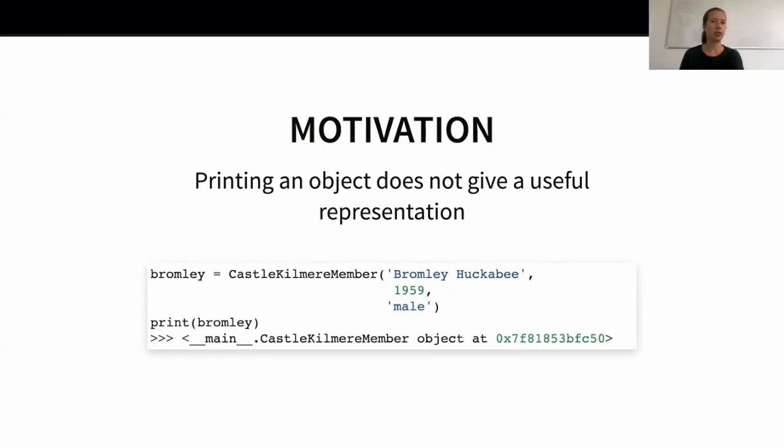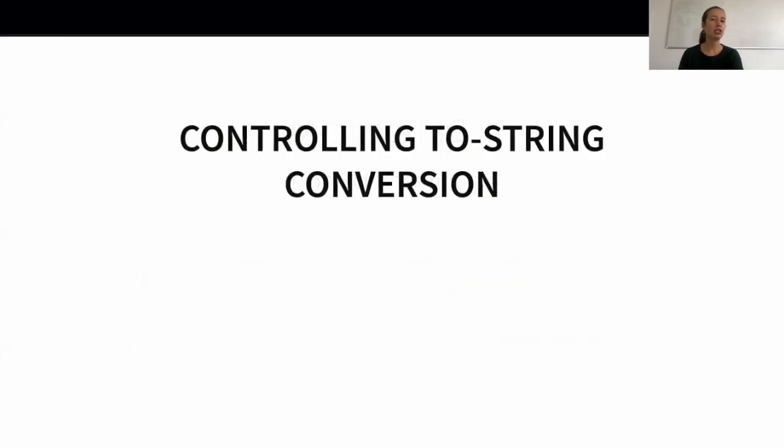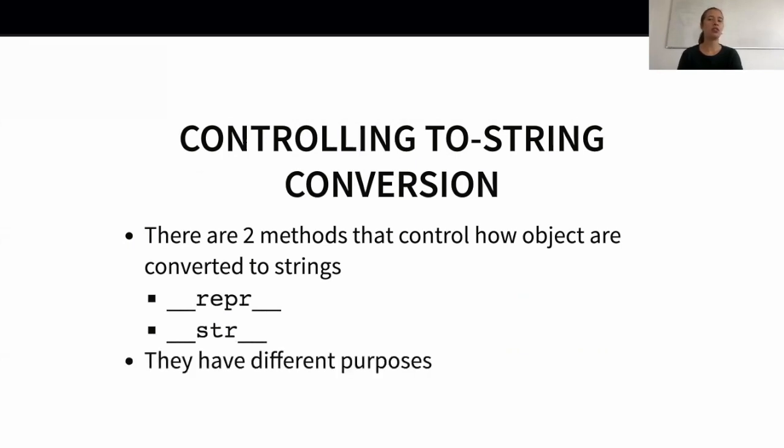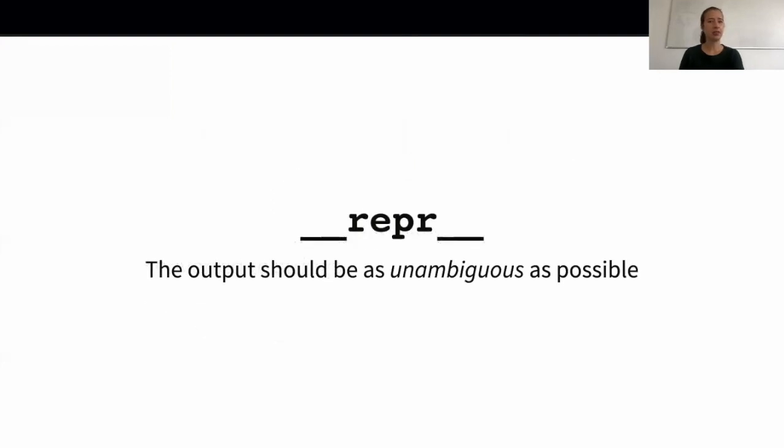There are actually two methods in Python that control how objects are converted to strings. These are dunder repr and dunder str. Having two methods already points towards the fact that they must have different purposes, which is indeed the case. So let's start by looking at what repr is for. The result of the dunder repr method should be as unambiguous as possible. It should function as a debugging aid for developers and should therefore be explicit about what the object is.